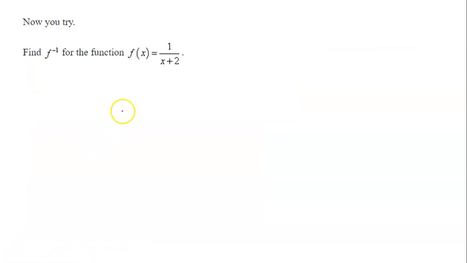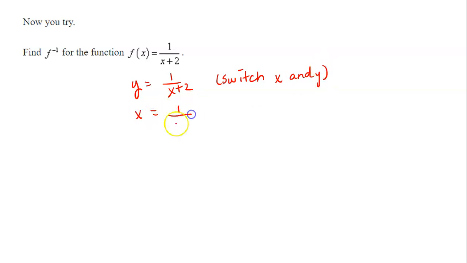Let's do some. Let's do this one. Okay. So it says for f -1, find the inverse. Okay, so the first thing I'm going to do is replace that with y. And I'm going to switch x and y. So this becomes x and this becomes y. And then I'm going to solve for y.